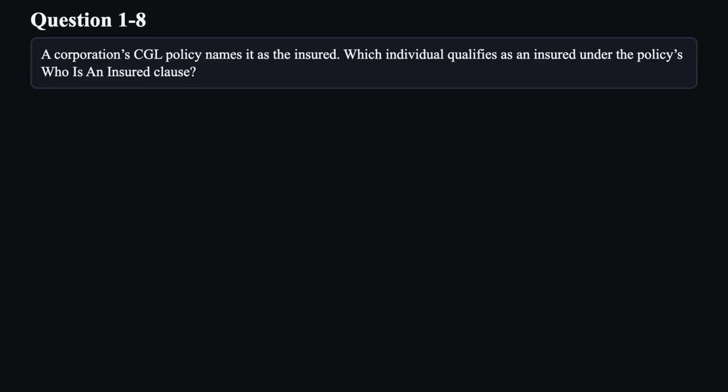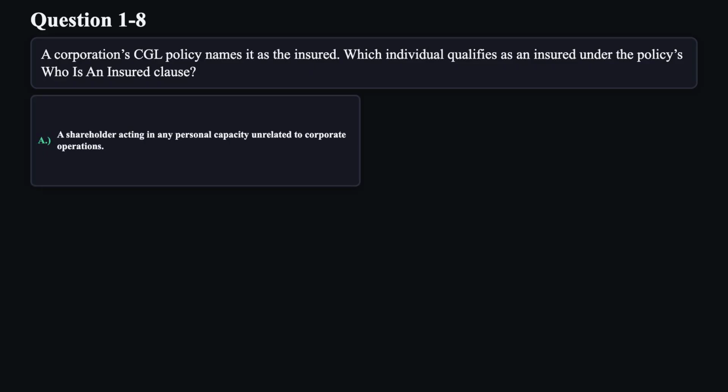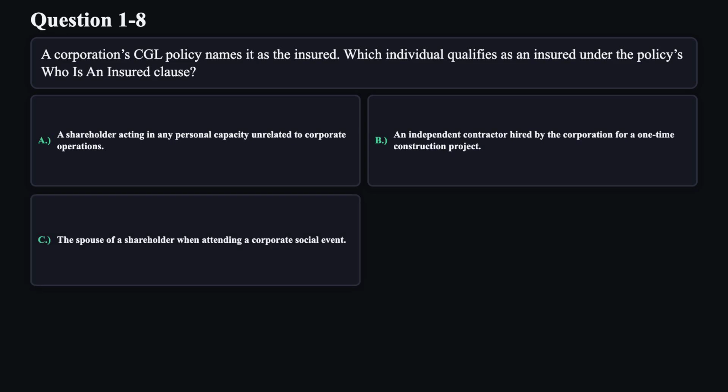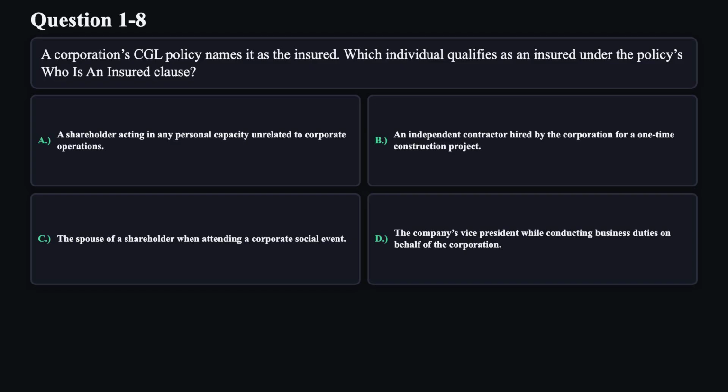Question 8. A corporation's CGL policy names it as the insured. Which individual qualifies as an insured under the policy's Who is an Insured clause? A. A shareholder acting in any personal capacity unrelated to corporate operations. B. An independent contractor hired by the corporation for a one-time construction project. C. The spouse of a shareholder when attending a corporate social event. D. The company's vice president while conducting business duties on behalf of the corporation.